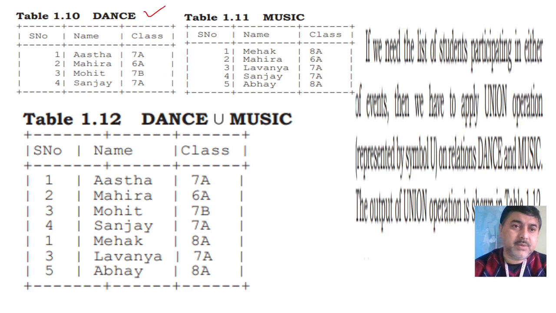This one is the dance table, with serial number, name, and class. And the music table also has serial number, name, and class, isn't it? So those are the two tables. Then some of the names are common. So when we do dance union music, it will have this particular result, and those particular things will be implemented.